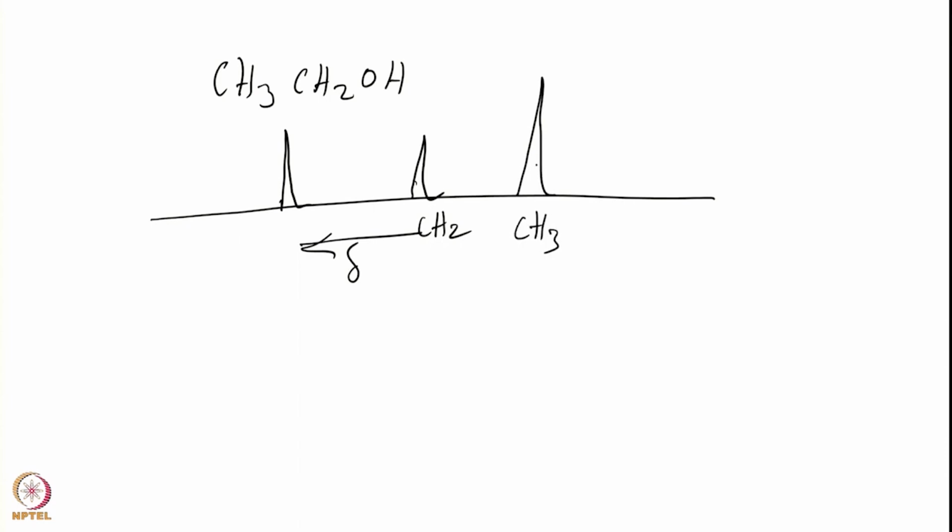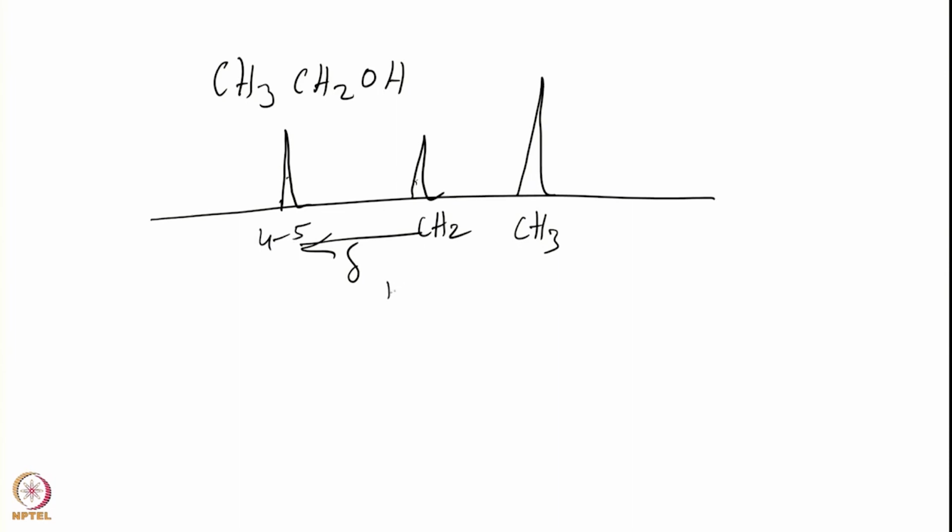Highest shielding effect here, less shielding effect here, even less shielding. In other words, more de-shielding here, less de-shielding compared to this, and even less de-shielding compared to this. So, it is the same language. Therefore, typically you will find that the CH2 protons appear between 1.5 to 3.5 ppm, CH3 protons appear around 0.5 to 1.5 ppm, and these ones will appear at 4 to 5 ppm.